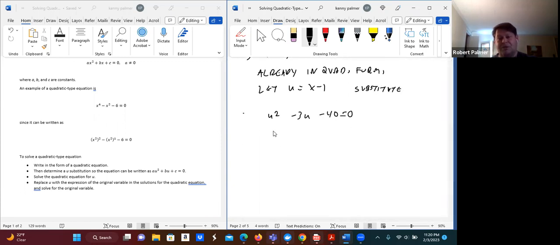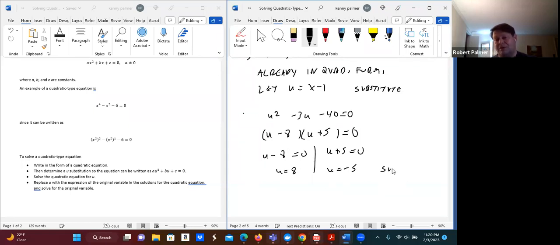Once again, solve this. We can solve it by factoring; the quadratic formula is also perfectly good. This will be (u - 8)(u + 5). Same thing: set each factor equal to 0. So u minus 8 is 0, and u plus 5 is 0. So for u, we have u is equal to positive 8 and u is equal to negative 5.